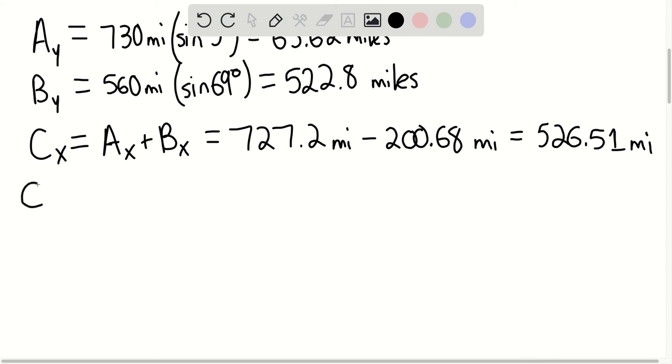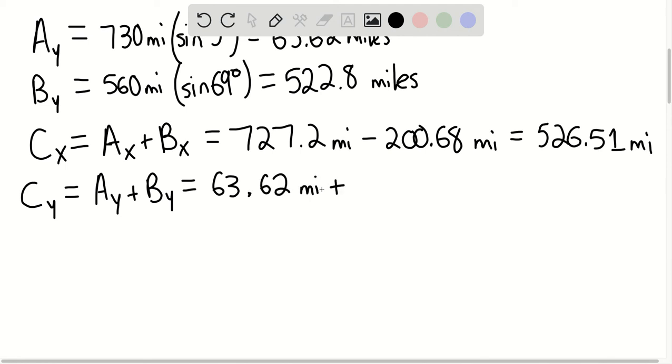We can find the y component. This is A sub y plus B sub y, which would be 63.62 plus 522.8 miles. And this gives us 586.42 miles.